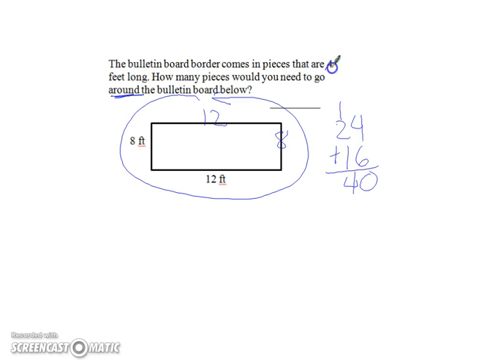I'm at the store. I'm buying the pieces. They come in pieces that are 4 feet long. So each piece covers 4 feet. I need to know how many 4s do I need to cover the 40, which means I'm dividing. You should end up with 10 pieces.